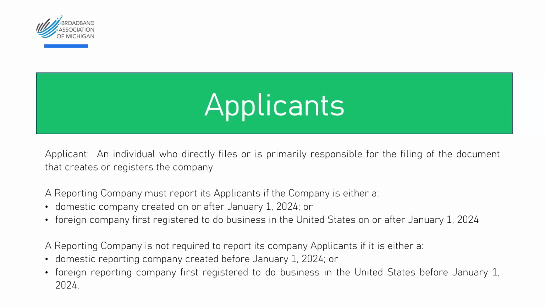By the way, if a company did have to provide information on its applicants, we're only talking about information on one or at the most two people. You'd be filing information on whoever created the company by filing the document with the state. And if there was a person behind the scenes that directed that person to make that filing, you'd be providing information on that person as well. But that's it. And it's the same type of information you'd be filing for your beneficial owners. It's the person's name, address, and so forth.